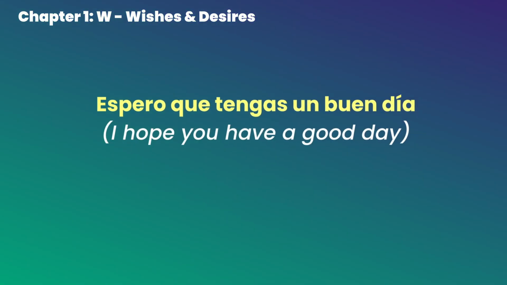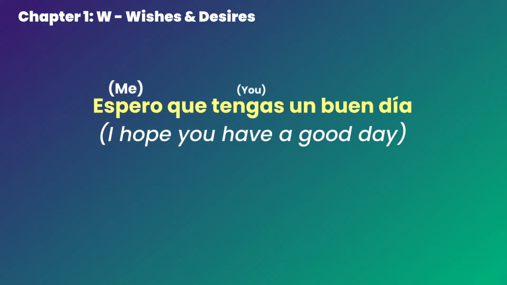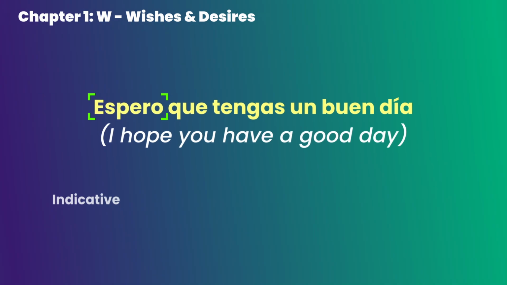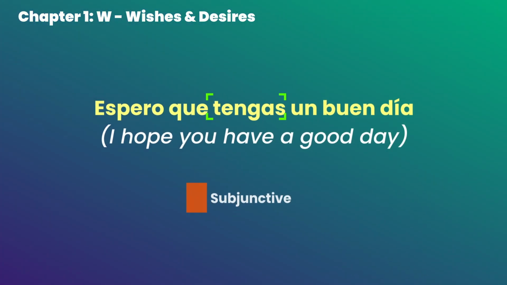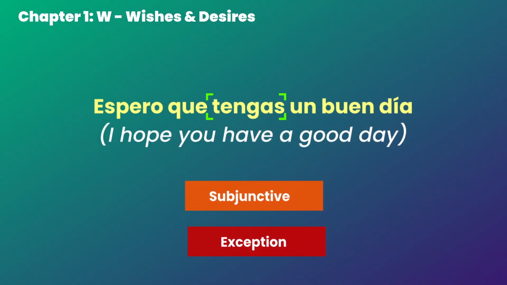Espero que tengas un buen día. Here we have subject number 1, me, wishing the subject number 2, you, a good day. The trigger verb esperar is conjugated in a normal present indicative form, and the verb tener takes the present subjunctive form. The verb tener, to have, is an exception, so it has to be conjugated a bit differently.